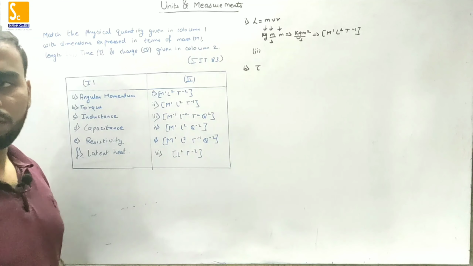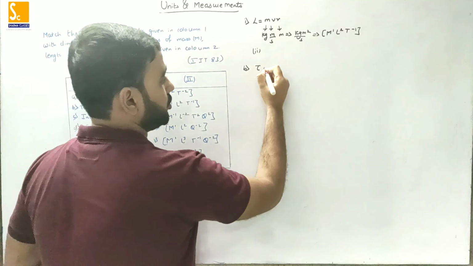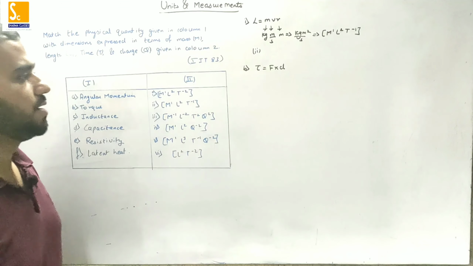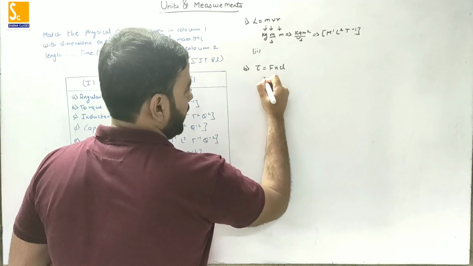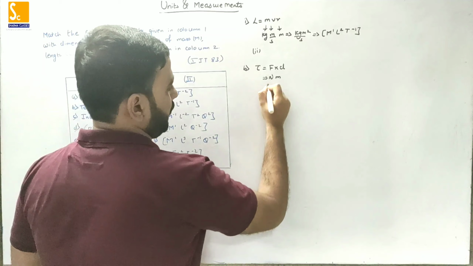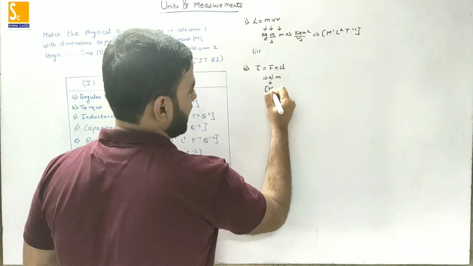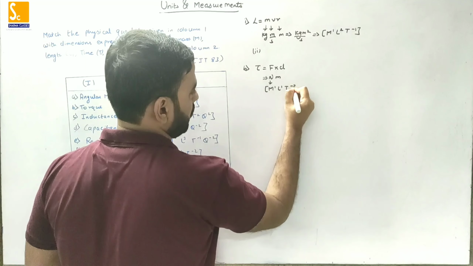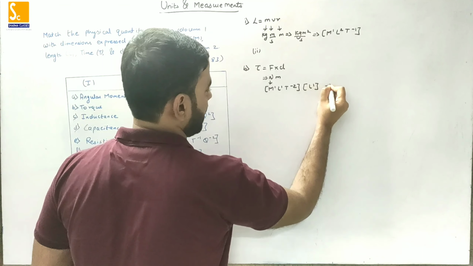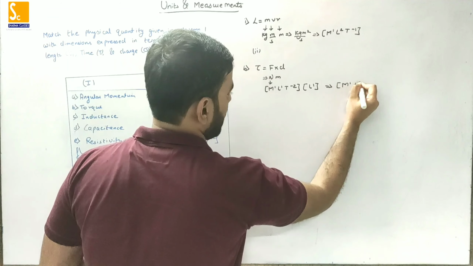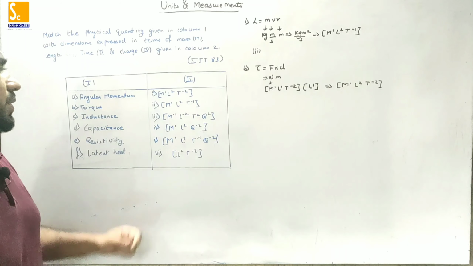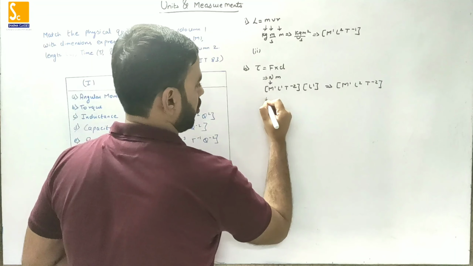Tau. What is the formula for torque? We will recognize the formula for the torque, that is nothing but force into perpendicular distance. Fine. So unit of force is Newton, unit of distance is meter. The dimensional formula for Newton is m raised to 1, l raised to 1, t raised to -2. And the dimensional formula for the meter is l raised to 1. So it comes out to be m raised to 1, l raised to 2 and t raised to -2, which is option 1 in column 2.